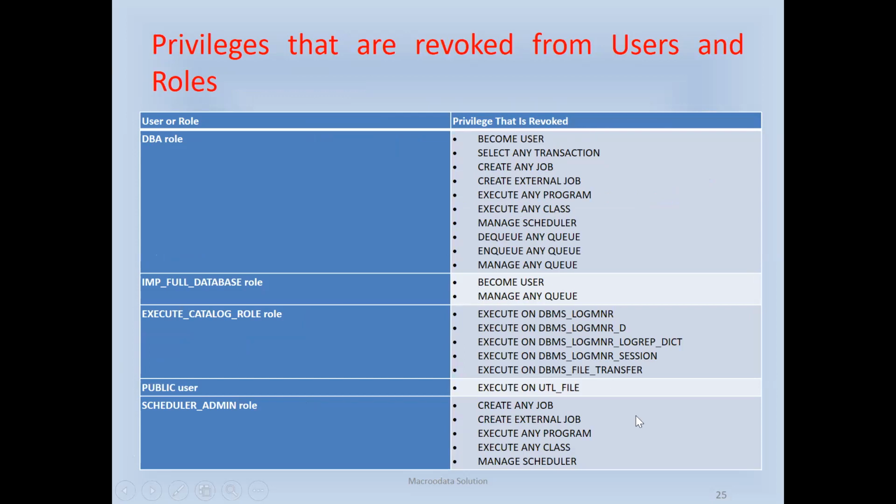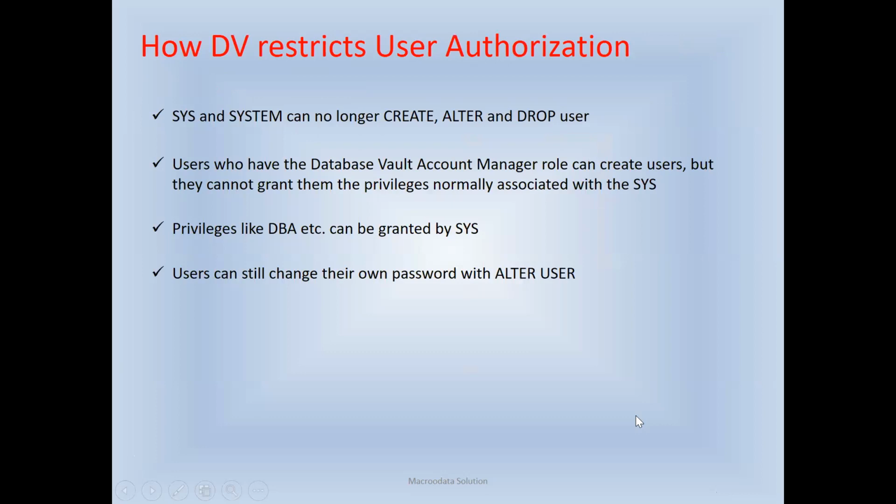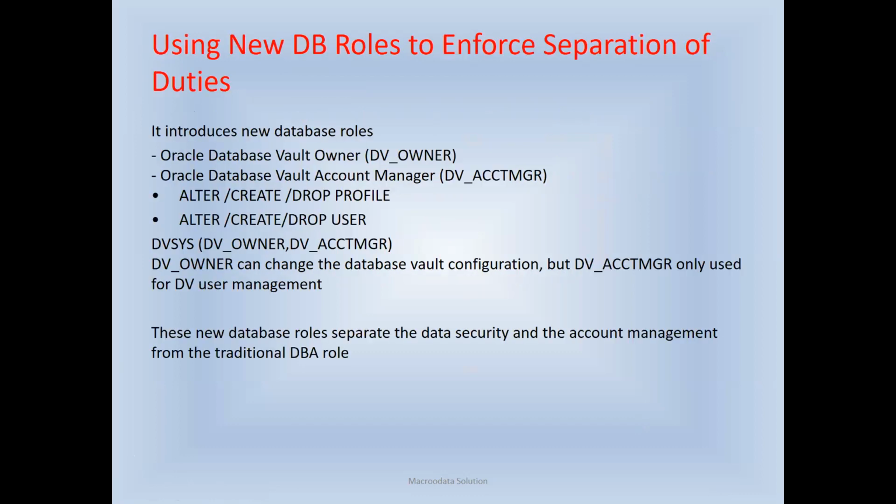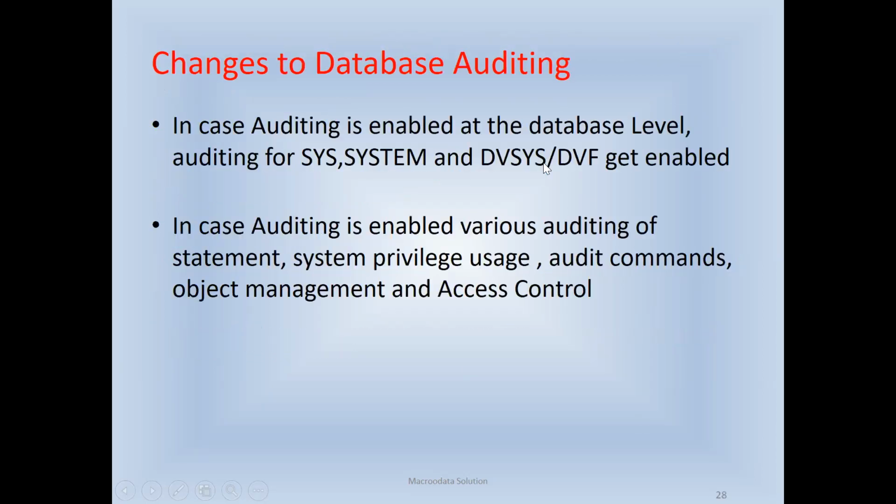All these privileges would be revoked from DBA. Okay, so sys and system can no longer create, alter, and drop users. Users who have the Database Vault account manager role can only create a user. Privileges like DB, etc., can be granted by sys. Users can still change their passwords. So there would be two major roles, DB owner and DB account manager.